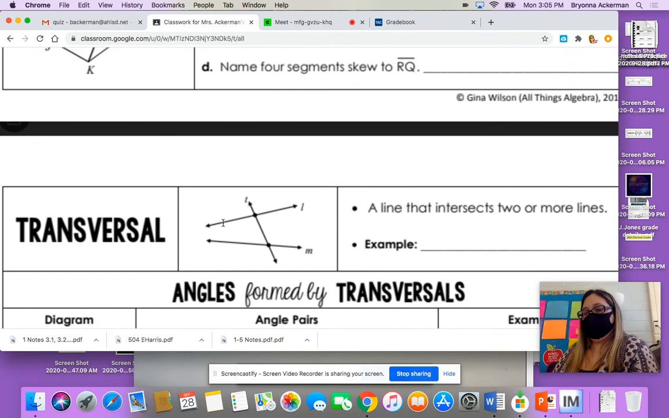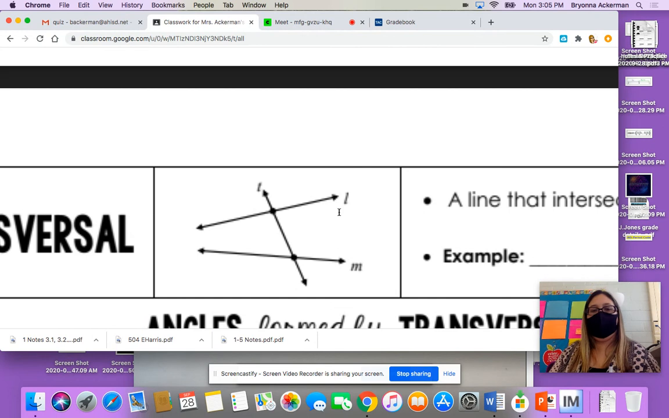So here's another definition. This is a new word for us. So transversal is a line that intersects two or more lines. Okay? Transversal. So if you look in the picture, we have line L right here. And we have line M. This transversal right here intersects both lines. So this T, line T, is a transversal because it's intersecting more than one line. Okay?